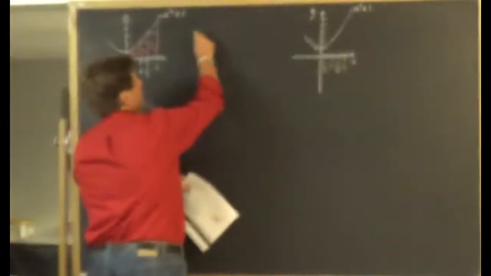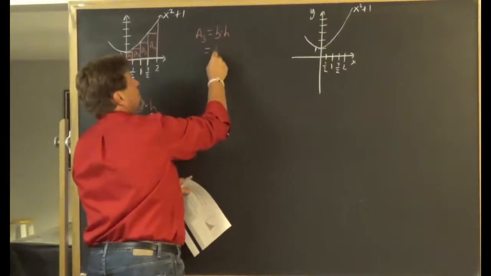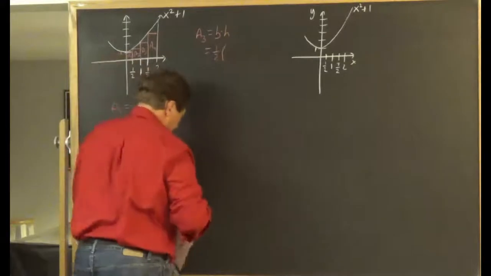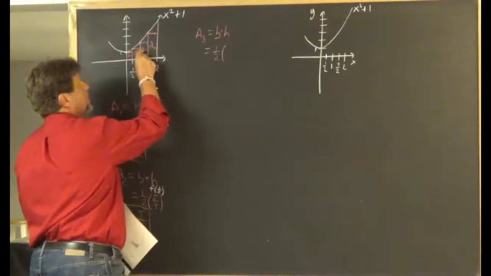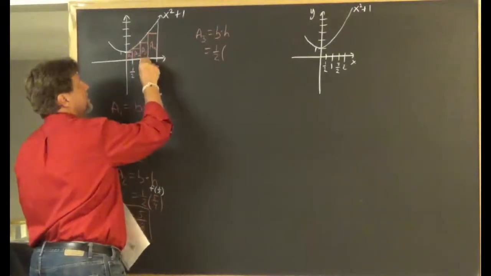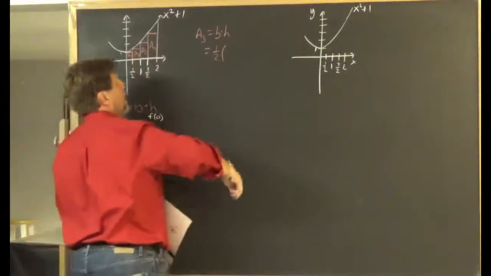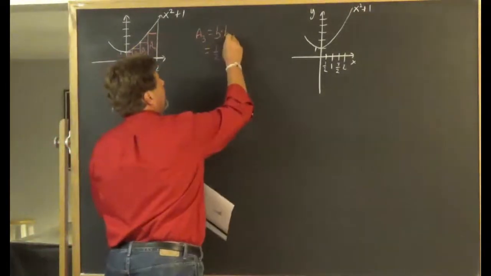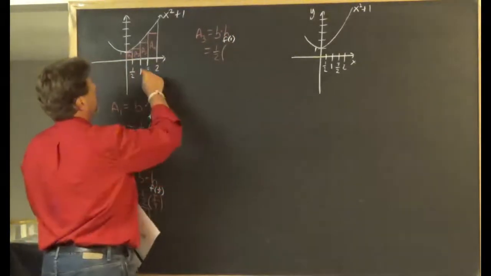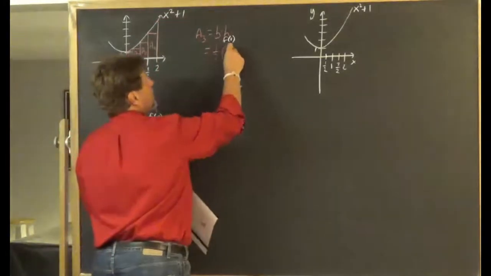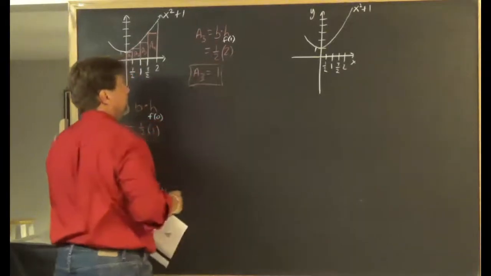Continuing, rectangle 3, its area is base times height. Its base is 1/2. Its height, well, remember rectangle 3, I said its height was going to be determined by the left end point of this subinterval. Well, the left end point is 1, so its height is found by evaluating the function at 1, and f of 1 is 2, so rectangle 3 has an area of 1.